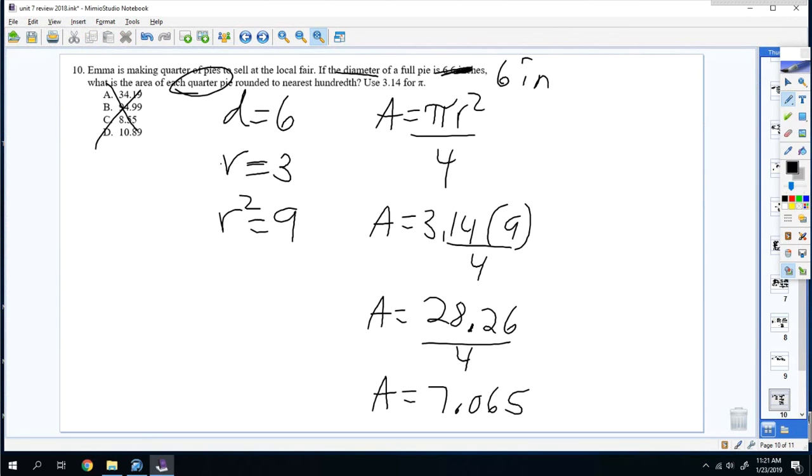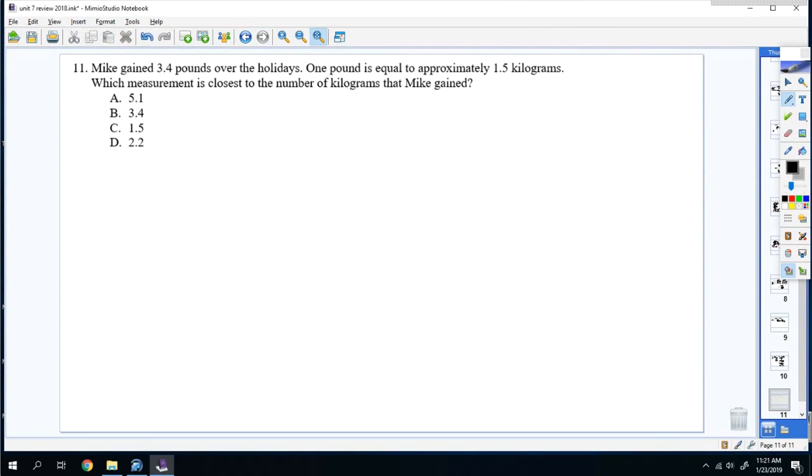All right, last one. Mike gained 3.4 pounds over the holidays. 1 pound is equal to approximately 1.5 kilograms. Which measurement is closest to the number of kilograms that Mike gained? All right, a lot of you will miss this 1 pound because that's not written as a number, it's written as a word. It still counts though. 1 pound is equal to 1.5 kilograms.